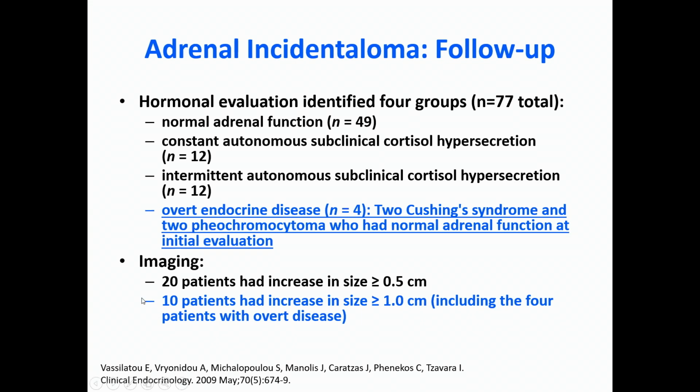In terms of what occurred with the imaging, 20 out of 77 of the patients had an increase in size of the adrenal lesion, and 10 of them of greater than half a centimeter, and 10 of these patients had an increase in size of over a centimeter. And of note, the ones who ultimately went on to have overt endocrine disease were the ones which had the largest growth over a centimeter in size.